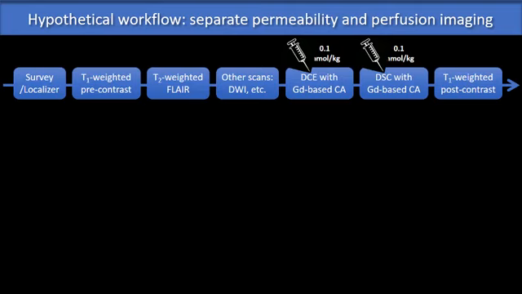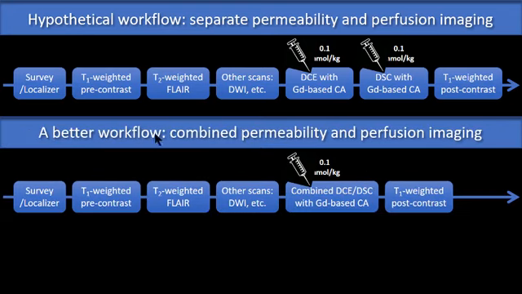So a hypothetical workflow at Hospital X might be to acquire separate permeability and perfusion imaging. So you can have all of your pre-scans, your T1 weighted post, and do two separate injections. Advantages here are that your DSC and DCE can each be optimized individually, and also that the DSC can benefit from a preload from the DCE.